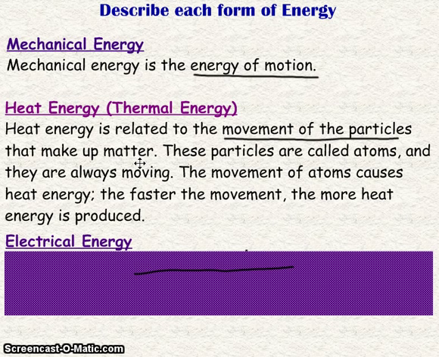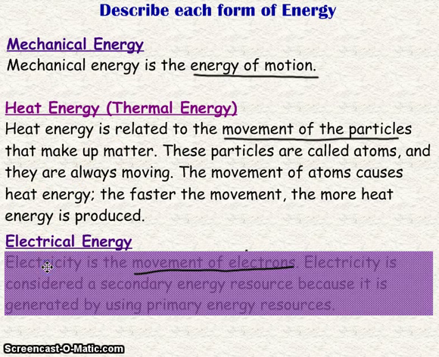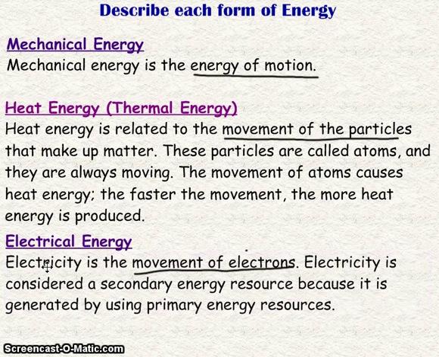Let's talk about this idea that atoms make up all particles. If we look inside of atoms, we have these things called subatomic particles. We have a nucleus made out of protons and neutrons, and on the outside of that nucleus, we have what's called an electron cloud. And electrons are what create electricity. When these electrons move, we have an electrical current produced. And electricity is a secondary energy source because it is generated by using a primary energy source, which we'll talk more about later.